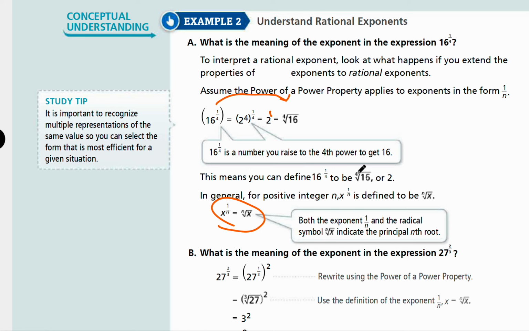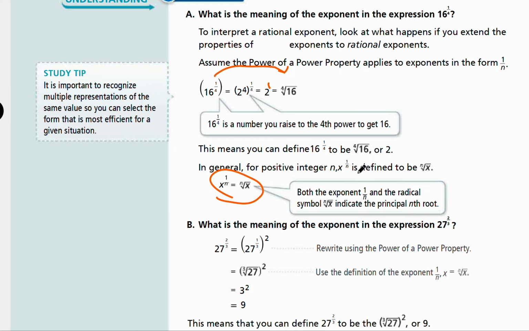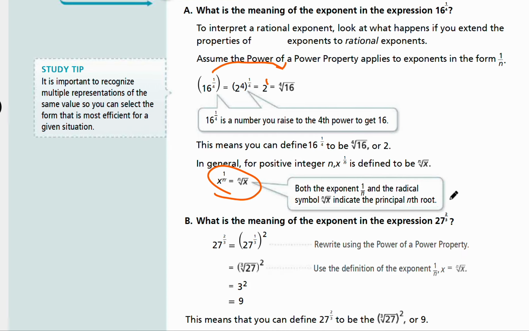So let's look at part B. What's the meaning of the exponent in the expression 27 to the power of 2 over 3? What if we have an n as a denominator, but then you have something else other than 1 as your numerator in your power? Then you can separate them also using the power property. So 2 over 3 really means 27 to the power of 1 over 3 to the power of 2, right? Because if you multiply them, you'll get 2 over 3. So you can go the other way using the power property as well.